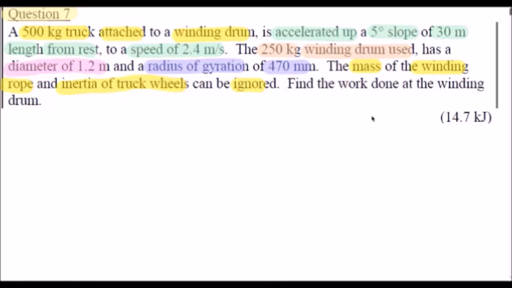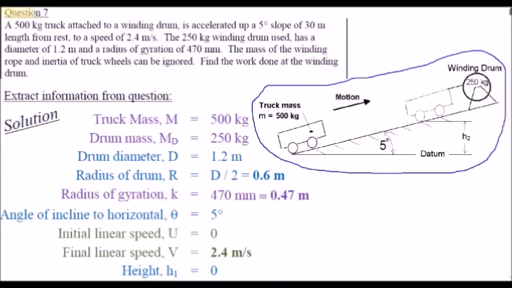We've got to calculate the work done at the winding drum, and the work done is given here in the bracket. What I encourage you to do is to stop the presentation and initially try and sketch out the problem that question 7 outlines, and then start extracting the appropriate information from the question. I will show an appropriate sketch on the following slide. So question 7, here's the solution.